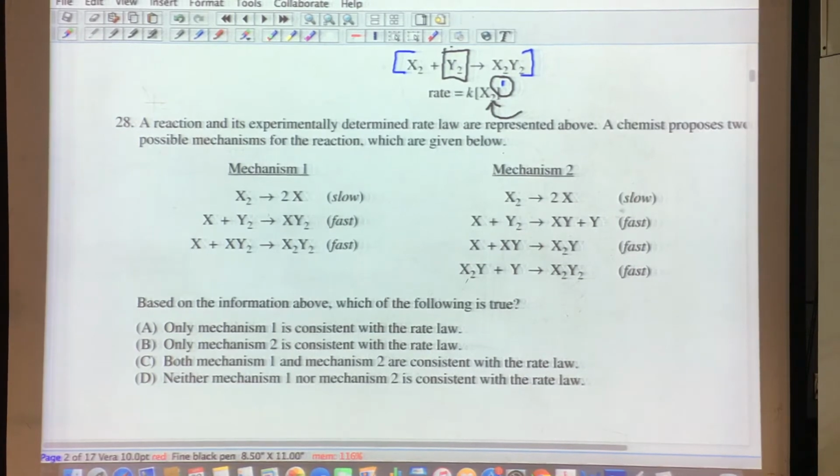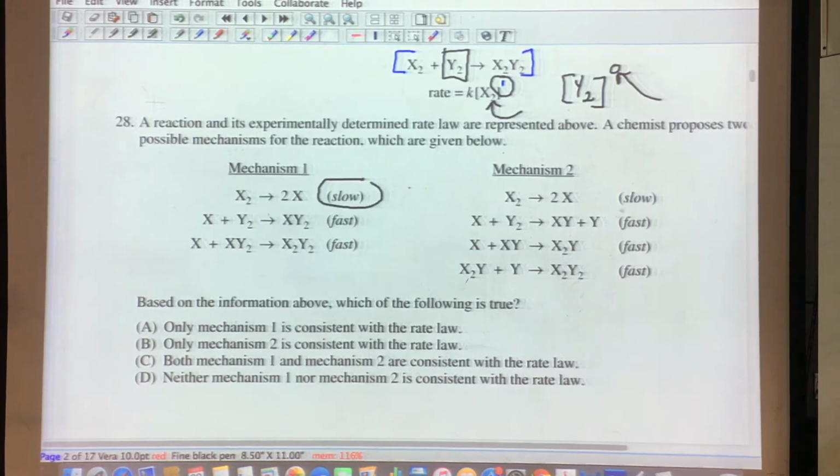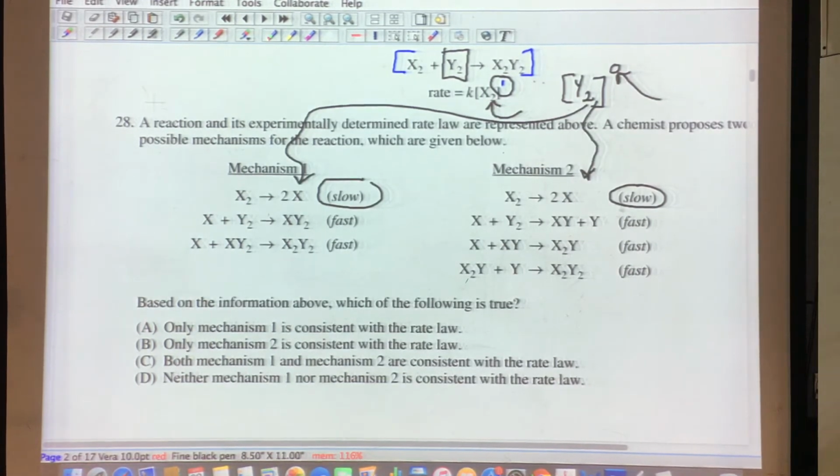Better yet, it maybe has a rate order of 0. So it's not given. If it's a rate order of 0, it has no effect on the overall mechanism because it's not in the slowest step. So both of them are not showing y2 in the slowest step, which is a good thing. If something is a 0 order, they're not going to write it because it's not in the slowest step. You still need it, so both of them show that, which is a good thing.